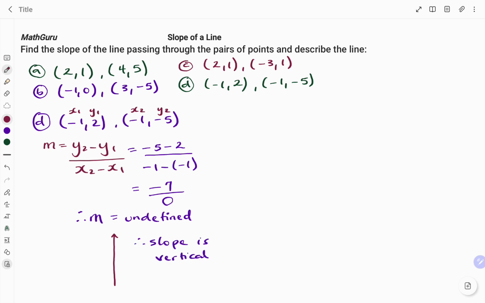So a quick recap: we have a positive slope, as shown. We have a negative slope. Then we have a slope that is 0, which is horizontal, and then we have a vertical slope, which is undefined.